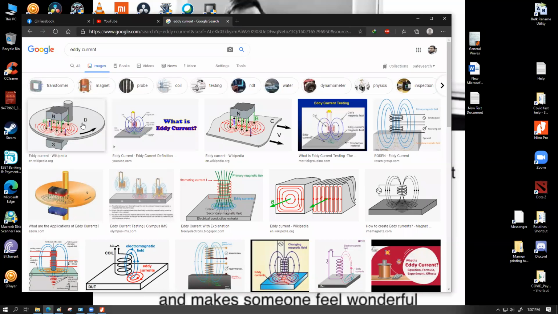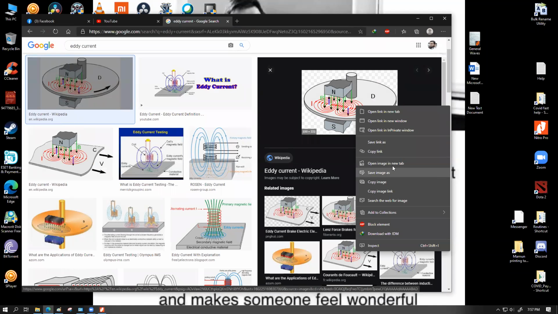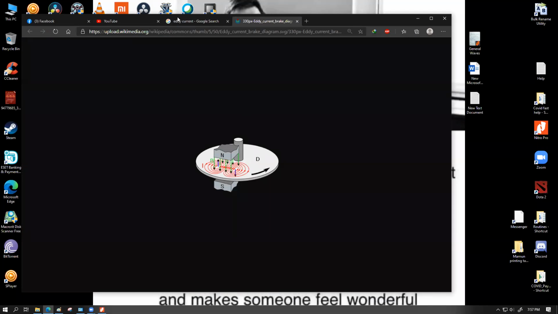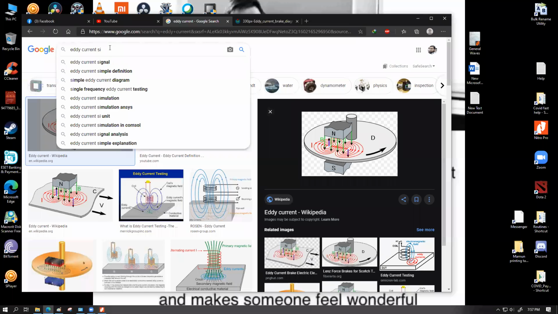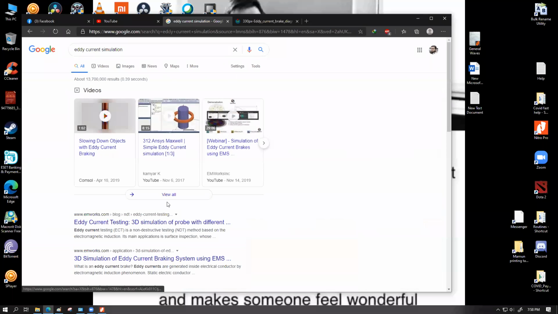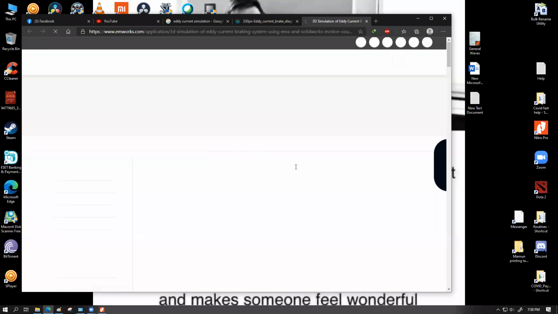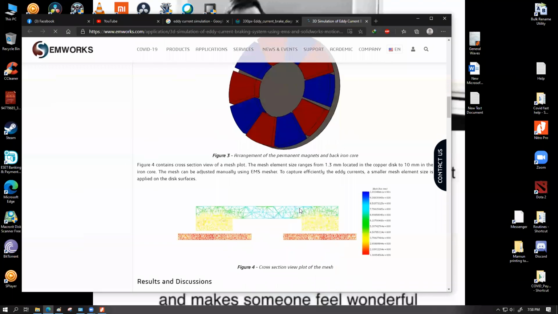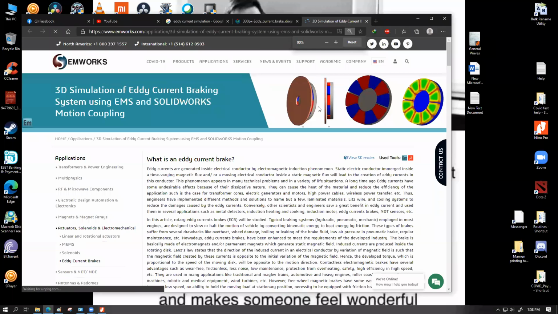All right. Let me try and explain to you using this image. This is a pretty nice image, which can work for me. Do you have a simulation? If we have a fit colored simulation, then this would be amazing. No. Eddy current breaking system using EMS. Can we have that? Maybe not. Acha, never mind.